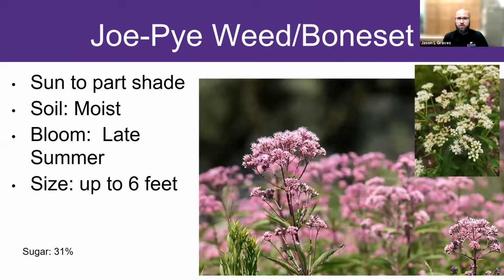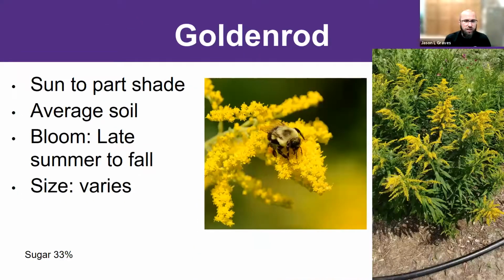Joe Pye weed, another one we mentioned earlier, has that top of a mass of small flowers, really good for butterflies, but also bees as well. You're going to need some moist soil for this one typically. So again, like we said, you want to research your site and know what your plant needs, because certain plants are going to have requirements. One of the requirements of Joe Pye is going to be a little bit more of a moist site where we're going to have some moisture available.